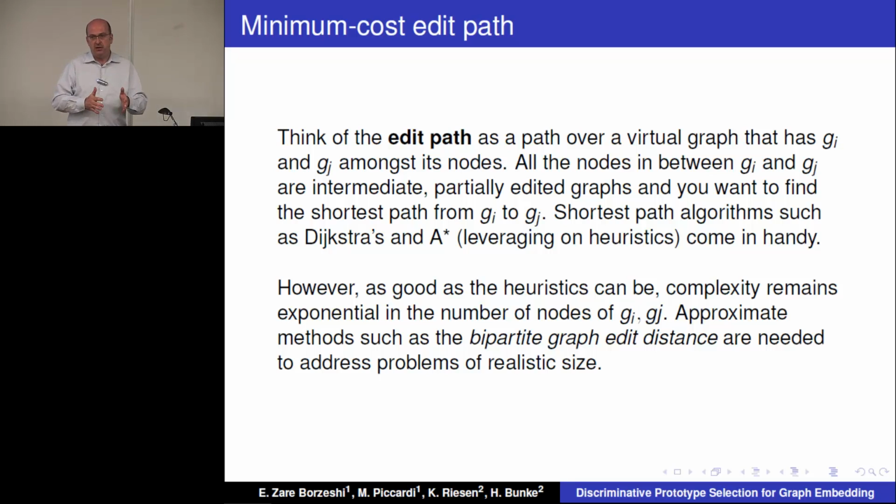So for this reason, on the side of the exact algorithm that find the exact shortest path from G1 to G2, you have another number of algorithms that find approximated distances. What we used in this work is in fact an approximated distance.